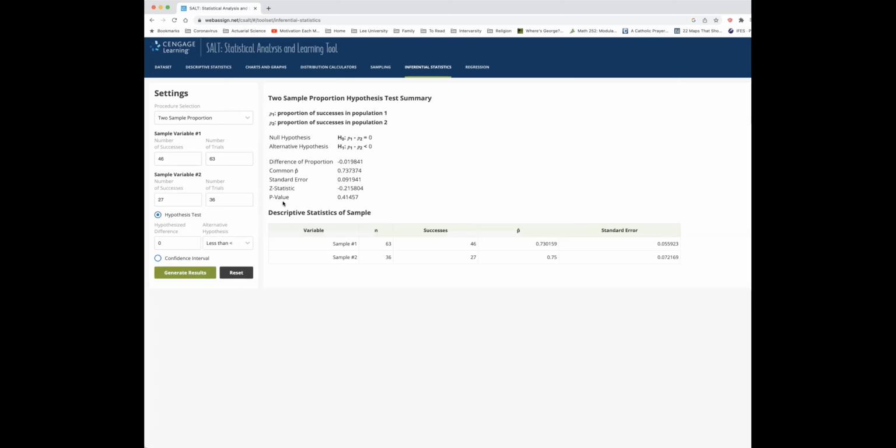We generate our results, and we get a p-value of 41%. That's a really large p-value, and so we do not reject the null hypothesis. That is, we're going to conclude that men and women are equally likely to identify as conservative at Lee.